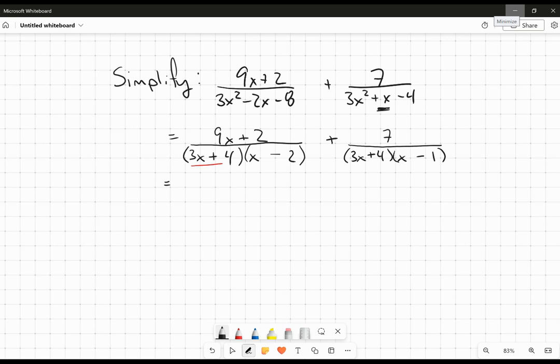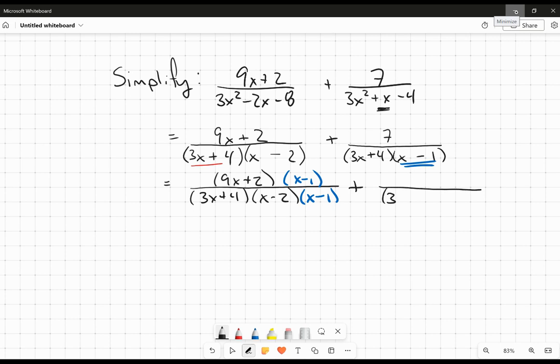Now, in my common denominator, I need a factor of 3x plus 4. Okay, so 3x plus 4. In my first term here, I've got this x minus 2, but what I'm missing, the one that's present in the second term, is this x minus 1. So I've got to put an x minus 1 here, and if I put it in the denominator, I have to put it in the numerator. And then over here, I've got this 3x plus 4, and I've got my x minus 1. But the factor that I'm missing over here is x minus 2. So I need to put an x minus 2 here, and then put an x minus 2 in my numerator.